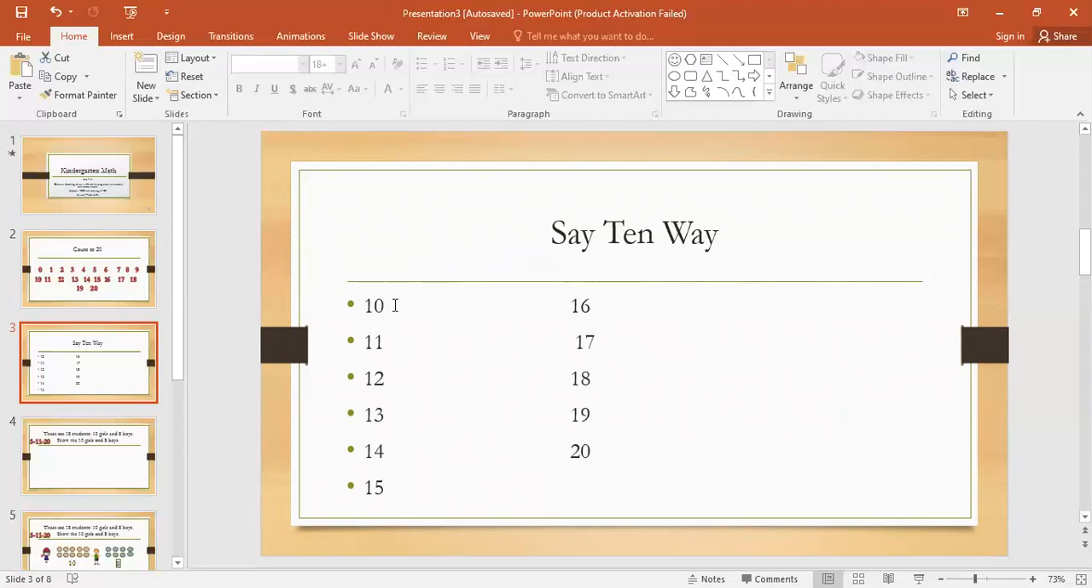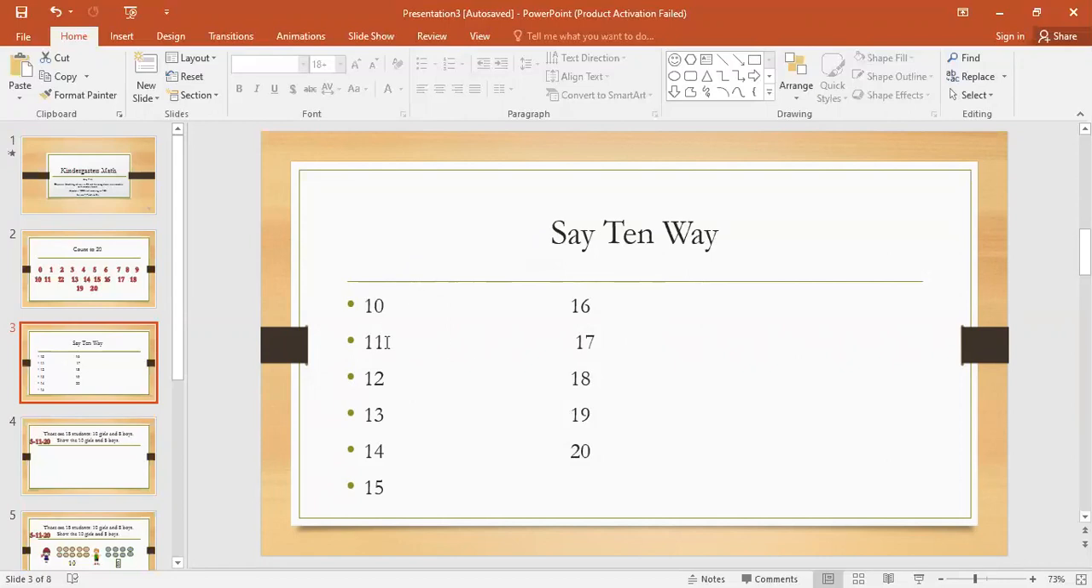So first, what I want us to do is just simply count from 10 to 20, the regular way. Ready? 10, 11, 12, 13, 14, 15, 16, 17, 18, 19, 20. Now we will do it the Say 10 way. Say it along with me, please. 10, 10, 1, 10, 2, 10, 3, 10, 4, 10, 5, 10, 6, 10, 7, 10, 8, 10, 9, 2 10s.